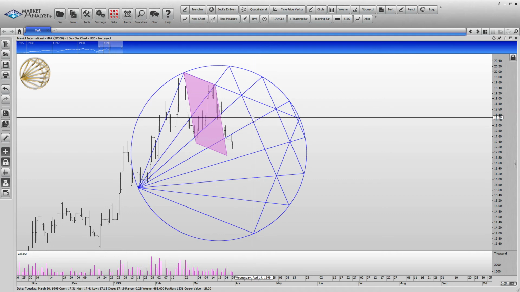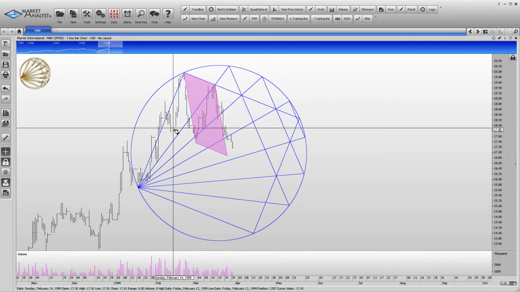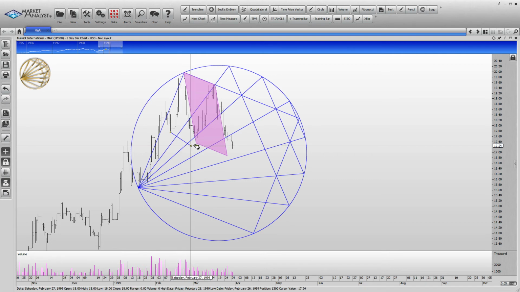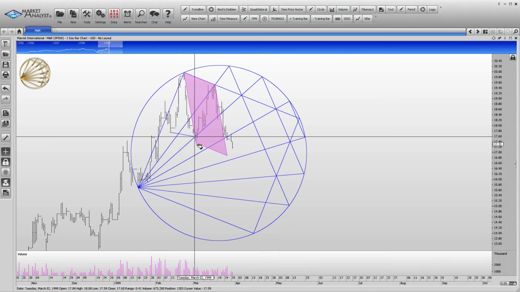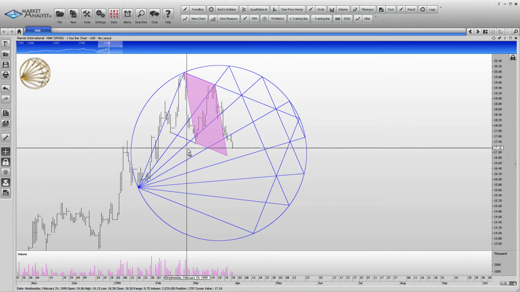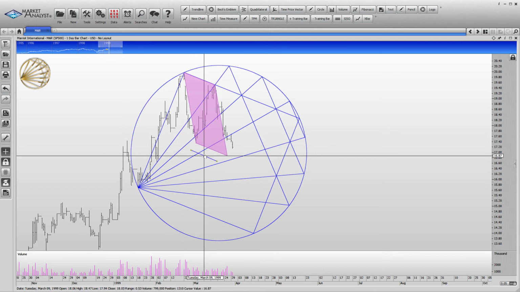Okay, so now we're looking to draw a ZBD line. We go to trend line. This is obviously the Z point. Draw the line to the B here. And then we're just going to drag that over. Like that.